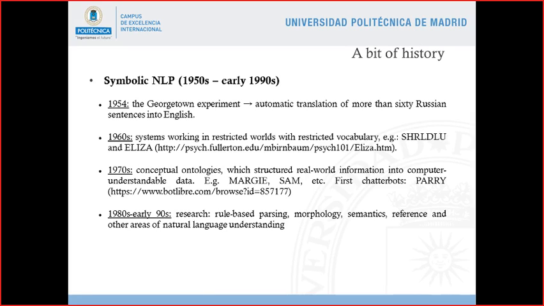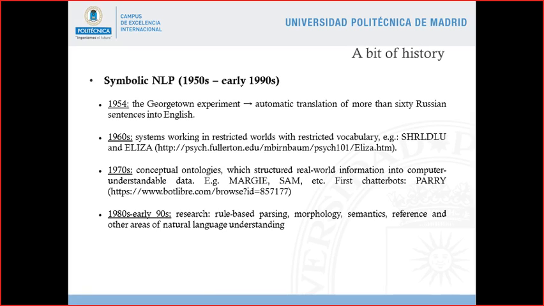In natural language processing, we have three main steps. The first step is symbolic natural language processing, during the 50s and the early 90s. In 1954, an experiment called the Georgetown experiment was developed at Georgetown University. Here the researchers were capable of translating more than 60 Russian sentences into English. They thought that this automatic translation task would be solved in 3 years, but nowadays it's an open problem.